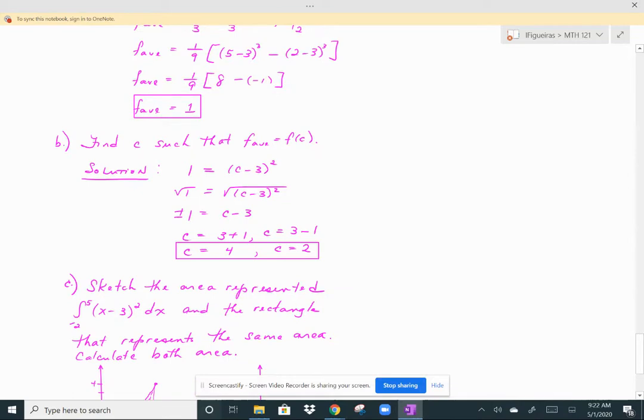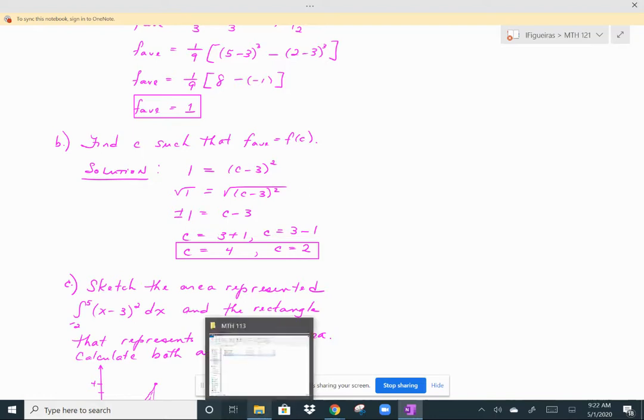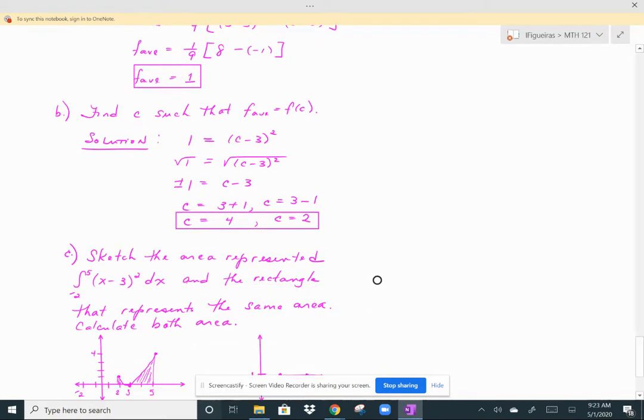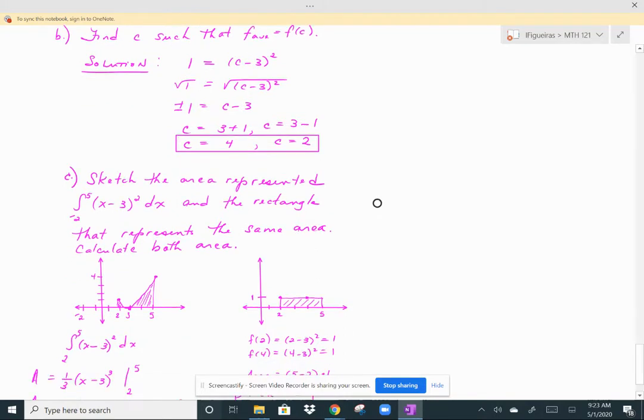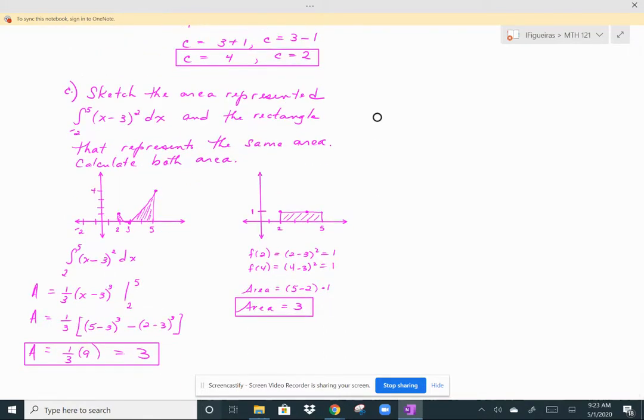All right, so now let's look at part C. We're going to sketch the area indicated by the integral from 2 to 5 of (x minus 3) squared dx, and the rectangle that represents the same area found in part B. And they should be the same. All right, so here's our graph for (x minus 3) squared. That's a parabola with a vertex at (3, 0). And I shaded the area from 2 to 5.